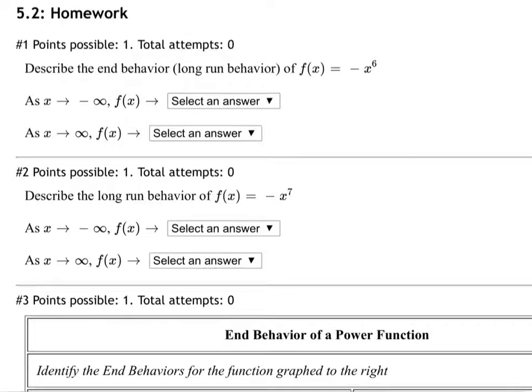So we're talking about end behavior on these things. In 5.2, we're talking about graphs and what they do long term. Let's just think about this function here. You know that function values are really the y, aren't they? So that's really y equals negative x to the 6.